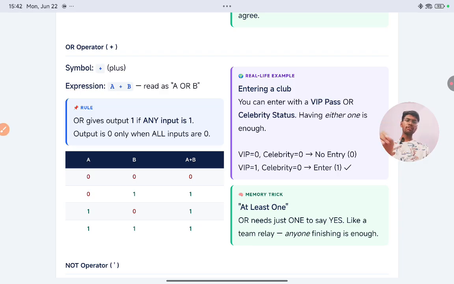Like a team relay, anyone finishing is enough in that relay race. Or you can enter a club; you can remember using this real life example. Let's say you have a VIP pass, or you have celebrity status. Having either one is enough, and then you can enter. So that is the OR operator, right?